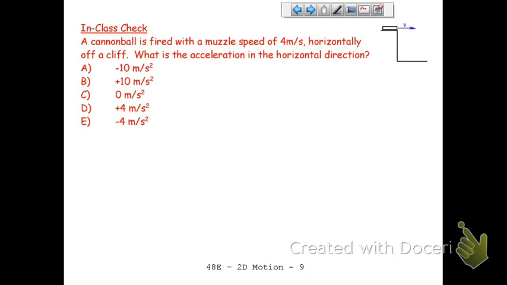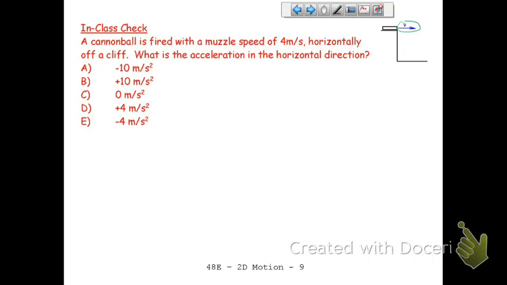A cannonball is fired with a muzzle speed. That's the speed that it comes out of the cannon with. Muzzle speed of 4 meters per second horizontally off a cliff. What is the acceleration of the cannonball? What is the acceleration in the horizontal direction? Can you commit to that, please? Write it down or mentally make a note of it. But commit, and then you know if you got it right or you got it wrong. If you don't commit, you never know whether you knew it.